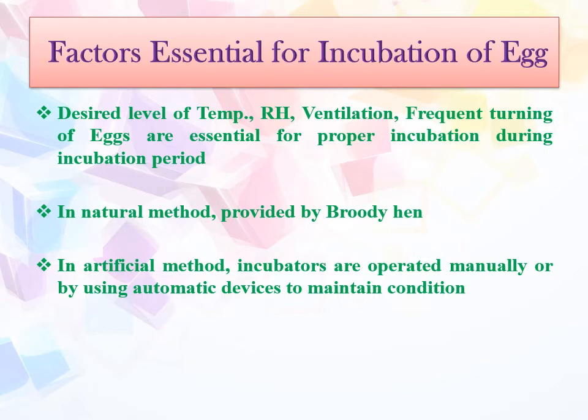Now next point is factors essential for incubation of egg. So till now we have learned what type of egg should be selected at breeder farm. Then once selection or collection is done, they are stored in the egg storage room of the breeder farm. Then they are transferred to hatchery. In the hatchery, first they are stored in the egg storage room for 12 to 24 hours. What type of temperature and humidity is provided, that we have learned. After 24 hours, they are fumigated to remove any type of bacteria or mold from the shell or outer covering.